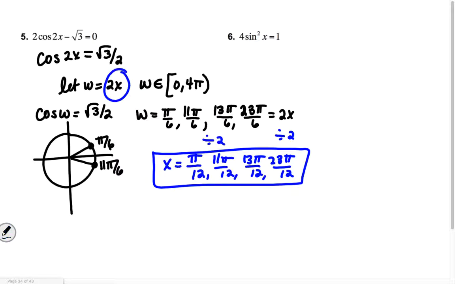Okay. So the next one. Again, you can get everything on one side and factor, but if you don't want to factor, you could take the square root. Let's go ahead and divide by 4 first, though.